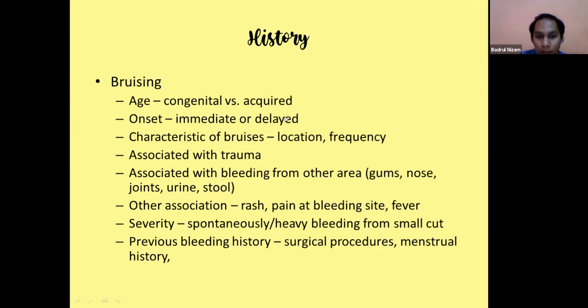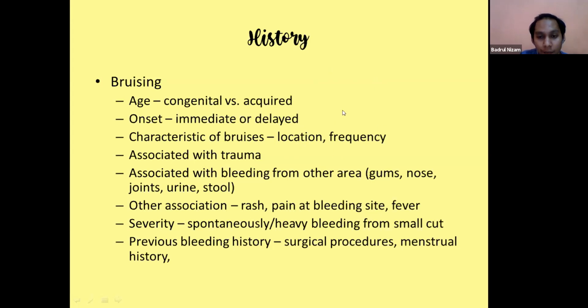coagulation pathway disorder. Then we need to explore more about the characteristics of the bruises, in which we need to know the location of the bruises to differentiate whether these bruises are actually normal bruises or easy bruising. Usually normal bruises occur at the distal extremity, at the lower limb, usually attributed to a fall or bumping into furniture, especially in toddlers, while easy bruises can occur at multiple locations.